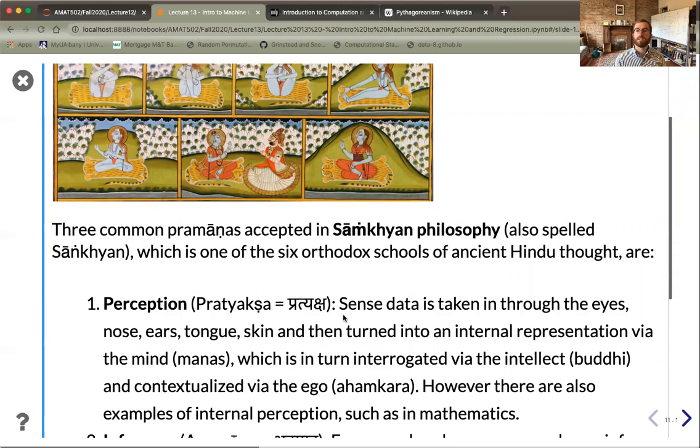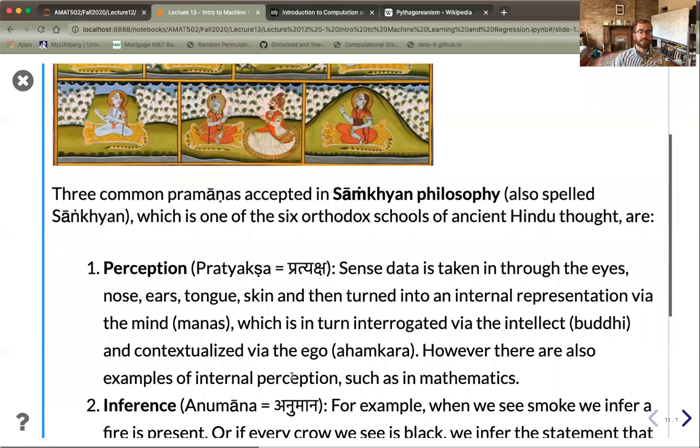But these are just examples. There are also examples of internal perception. So Samkhya believes that perception is the way in which we take in knowledge. And this is how we can prove that things are true. We just see and we have sense data. But there are also examples of internal perception, like mathematics. So when you are working on a math problem and you suddenly have an aha moment, that's an example of an internal perception, which occurred without having to use the eyes or nose or ears or mouth.